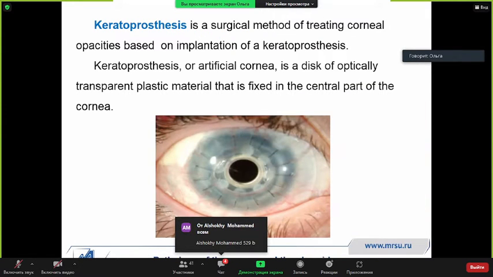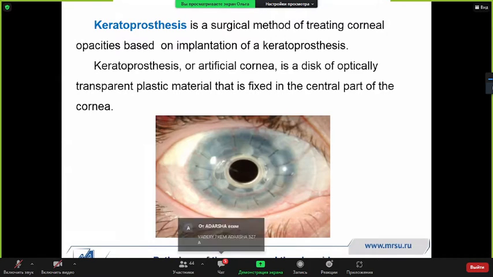Also, we can use keratoprosthesis. Keratoprosthesis is a surgical method of treatment of corneal opacities based on implantation of a keratoprosthesis. It's a special artificial device, which is put inside the cornea, in place of the opacity.